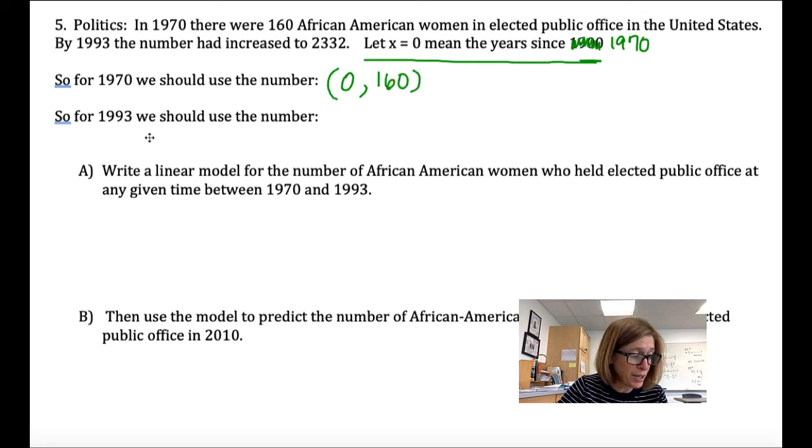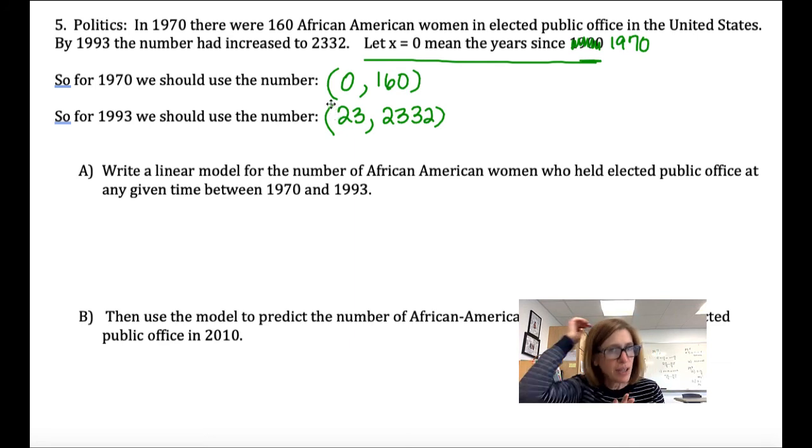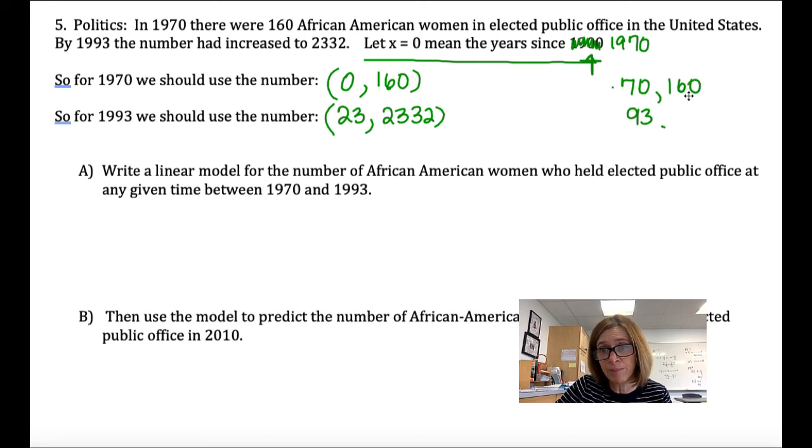So 1993 would give me 23, 2332. This is actually a common technique to use when you're looking at dates, calendar dates, and you want to start, you don't want to write 1970 on the x-axis. It doesn't really even make sense because it's actually years since. I changed it to 1970. I could have left it as 1900. If I left it at 1900, then my points would have been 70 and 93, right? Which would have changed my y-intercept. My slope would have been the same, but my y-intercept would have changed.